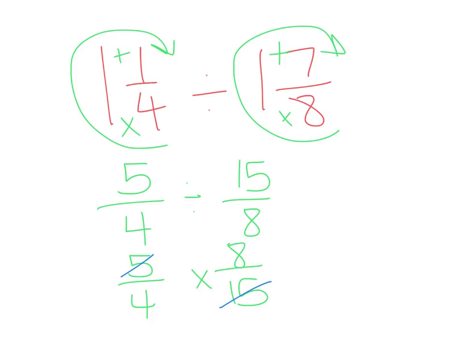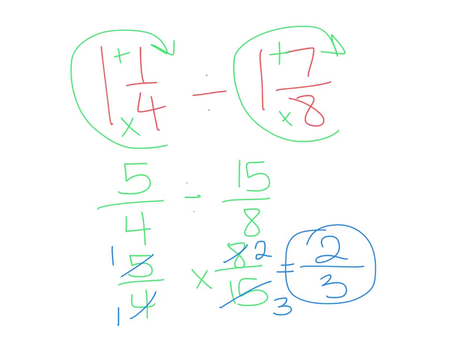Ooh, we can cross simplify both ways. So 5 and 15, 5 becomes a 1, 15 becomes a 3. 8 and 4 can both be divided by 4. 4 divided by 4 is 1. 8 divided by 4 is 2. Multiply straight across. 1 times 2 is 2. 1 times 3 is 3. And our final answer is 2/3.